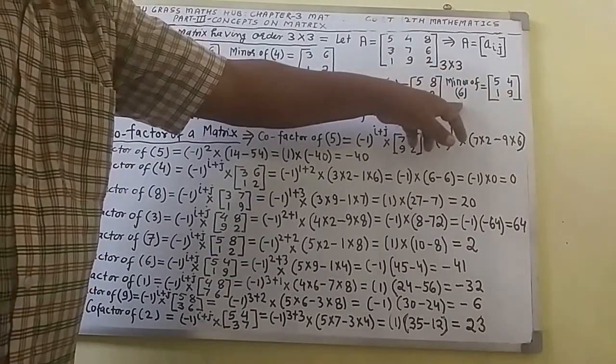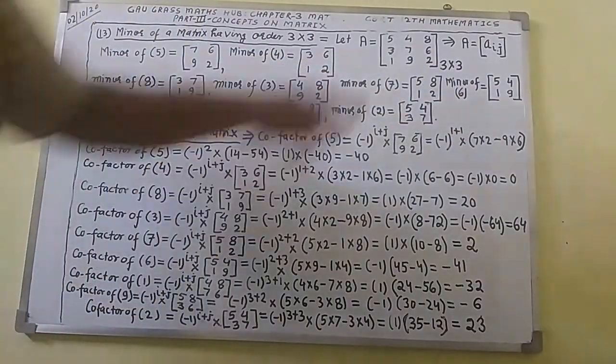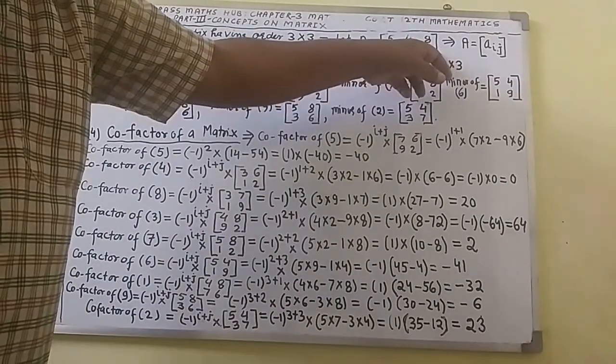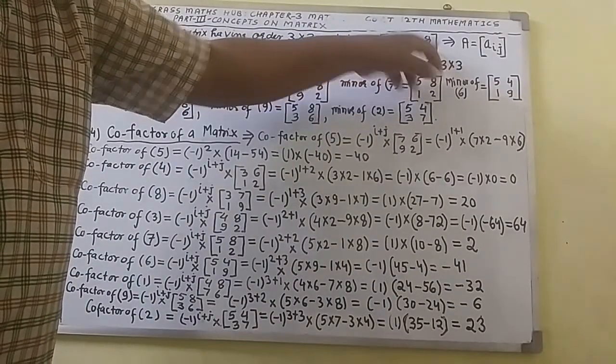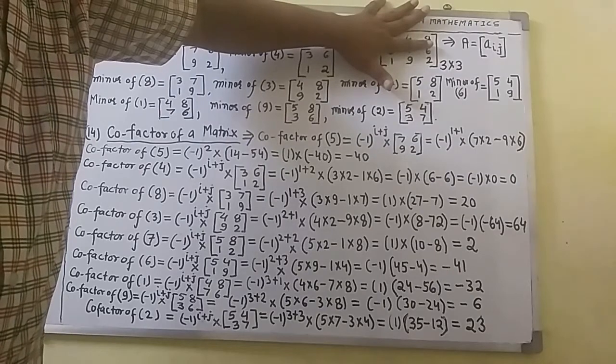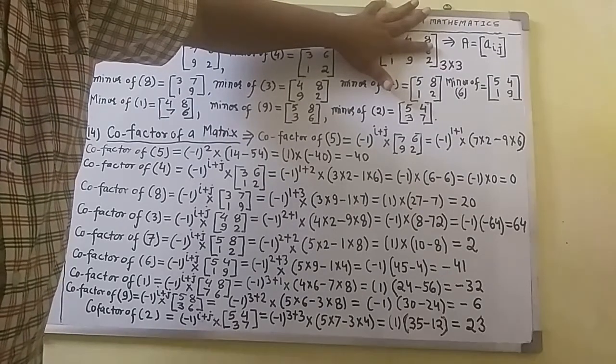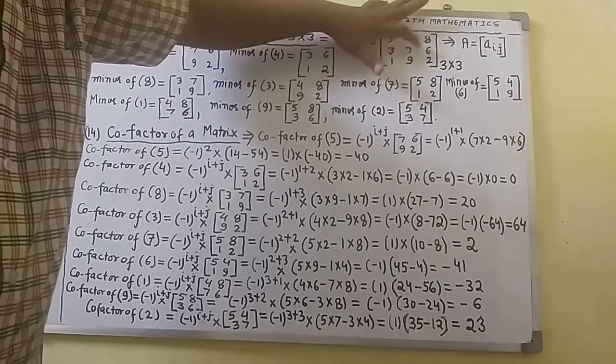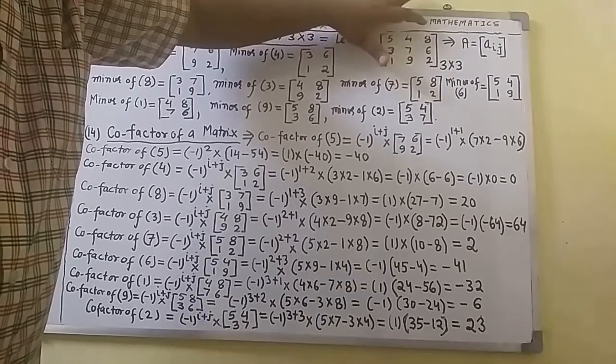Now the minor of element 6. Element 6 is there in the second row. The second row will get hidden like this. Element 6 is there in the third column.